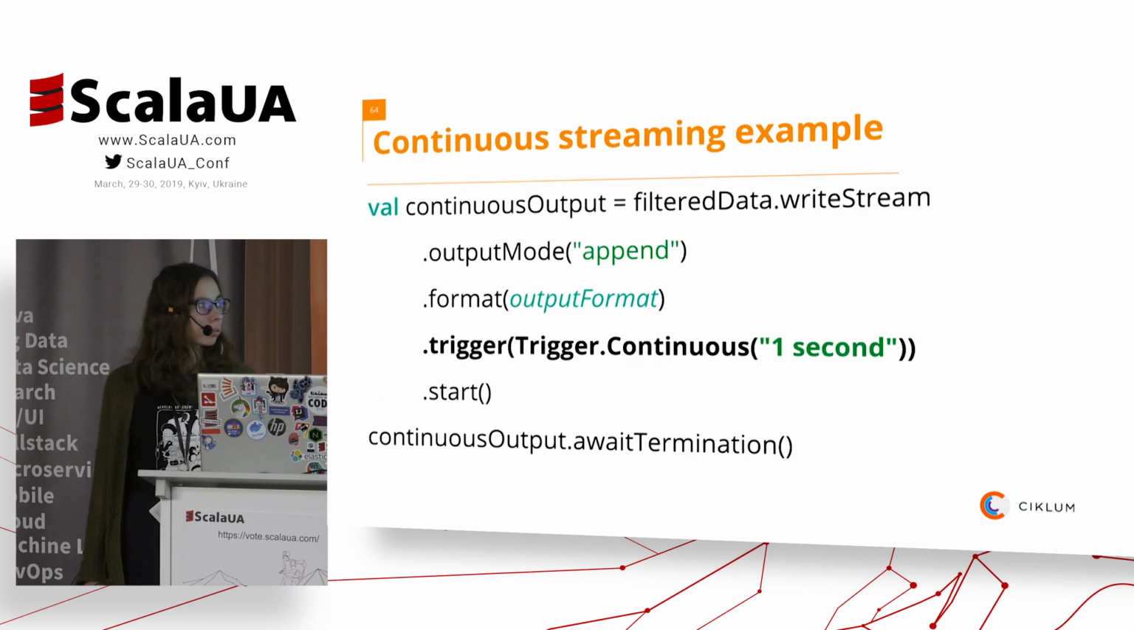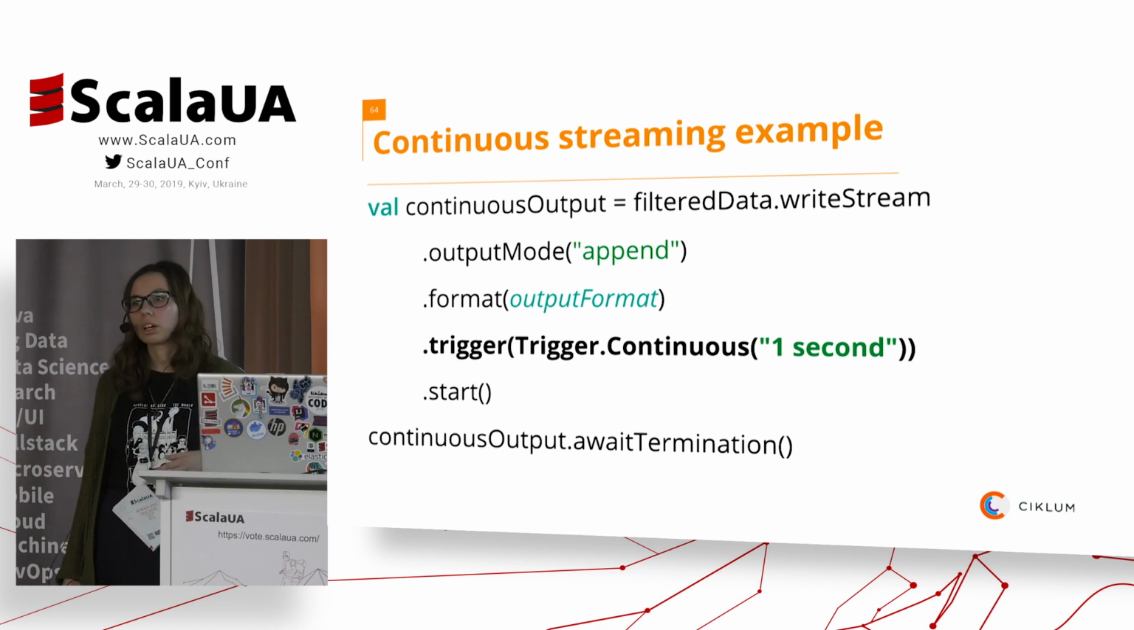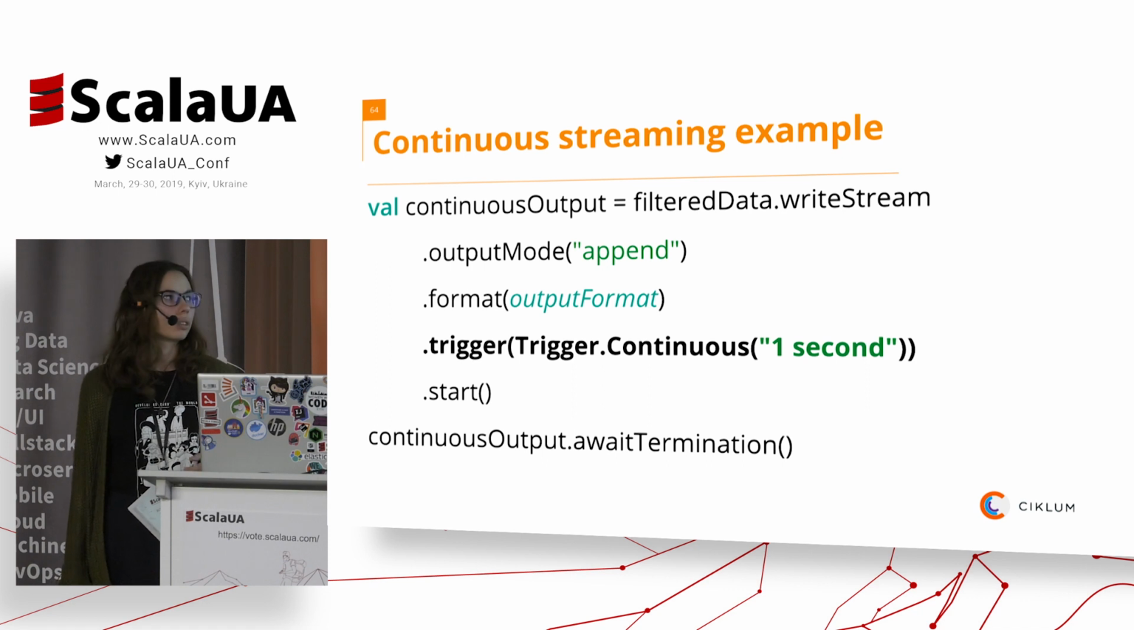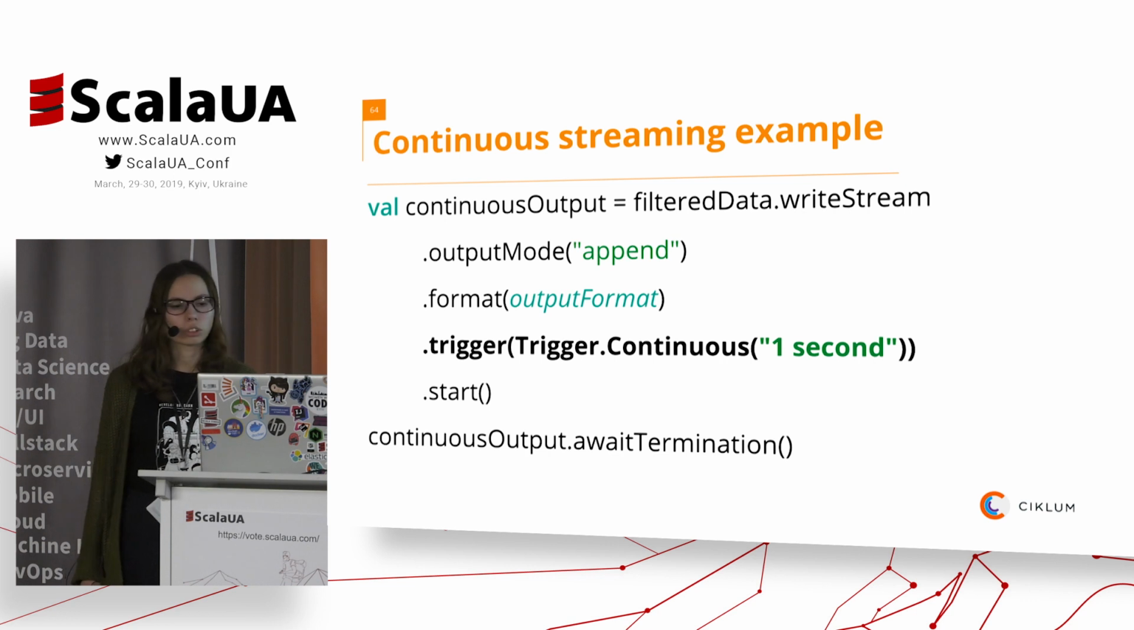So in the code, it would look like this. We have, for example, filtering. We use append output mode as we run the filter here, some output format, and only to trigger the continuous streaming, we just have to run this trigger method and define the checkpoint interval, which is 1 second here. And this is when we have continuous streaming. And on the console, we could see, for example, how fast the data arrives and how fast it's processed.